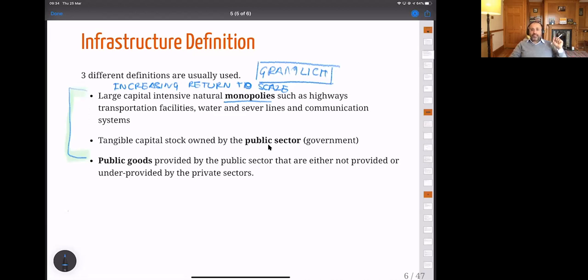The second is tangible capital stock that is just owned by the public sector. So this is called the ownership definition: ownership by public capital. If it's owned by the public sector, then it's infrastructure. Now, this definition is good in terms of describing things, but it doesn't tell you why it's infrastructure. Is the government making a mistake by owning something it doesn't need to? Or does the government need to own that particular capital stock in public hands?